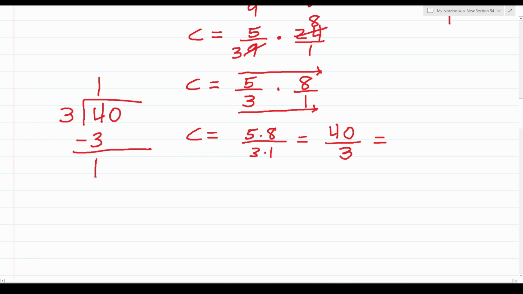4 minus 3 is 1, and now we can drop down this 0. How many times does 3 go into 10 without going over? Well, 3 times 3 is 9, and 3 times 4 is 12, which is too big, so this is going to be 3. 3 times 3 is 9. 10 minus 9 is 1.